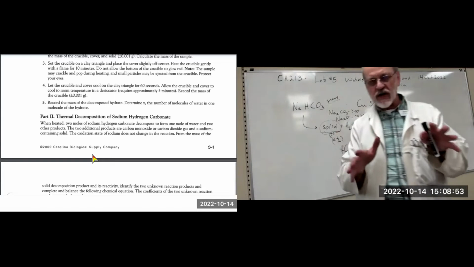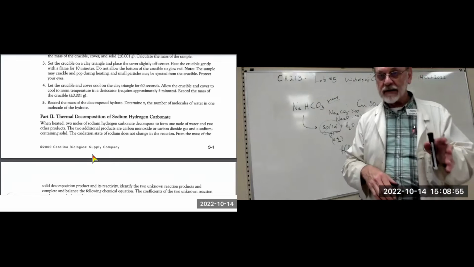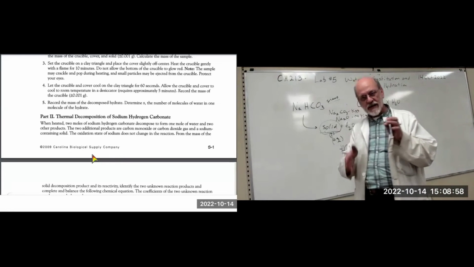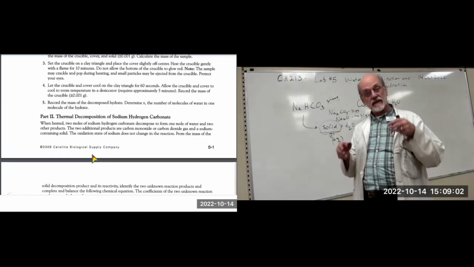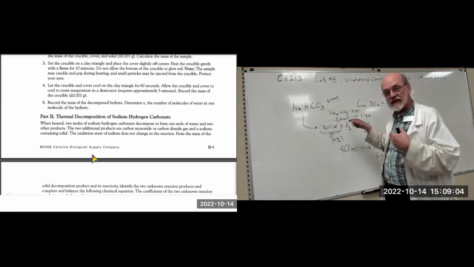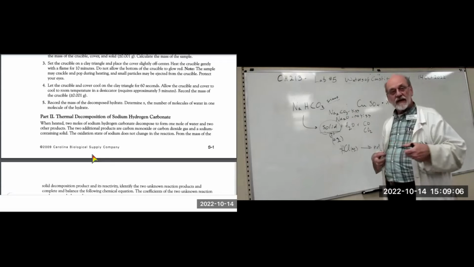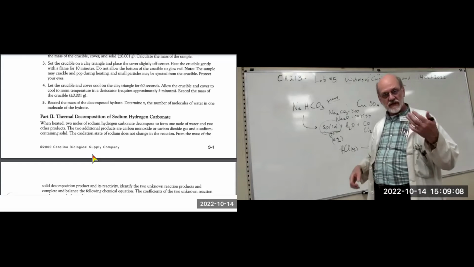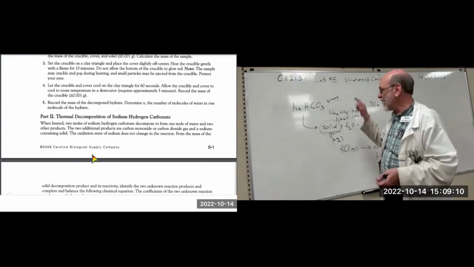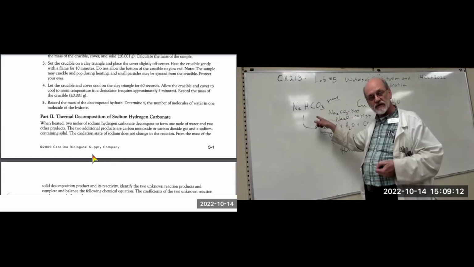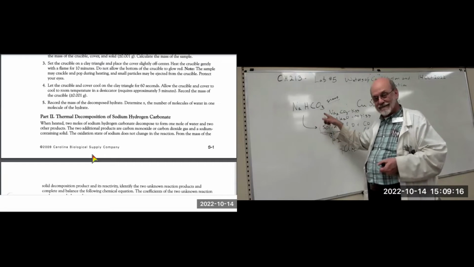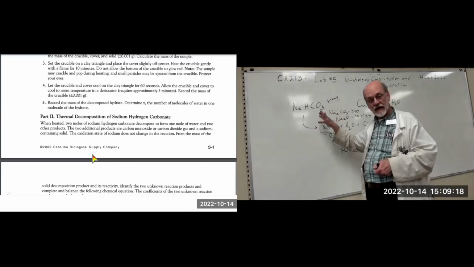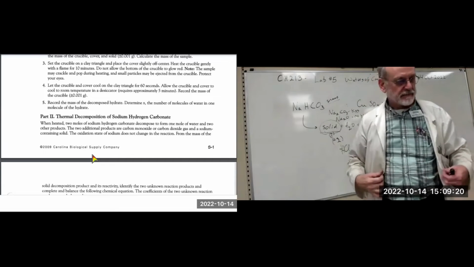Okay, so read the discussion carefully, and it will explain step by step the detective route that we take to find out what that solid is. And then, as one of the questions in the document asks you, what is the balanced equation for the decomposition of sodium hydrogen carbonate? Okay, you need to write that out to answer that question.